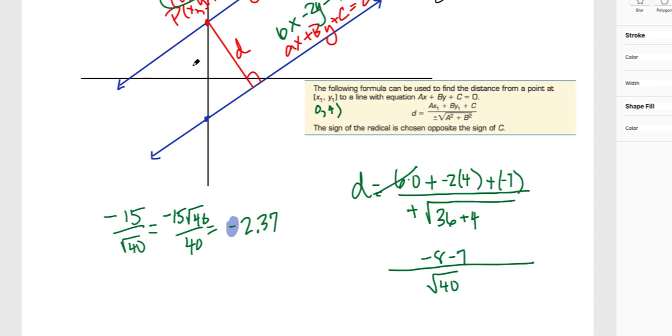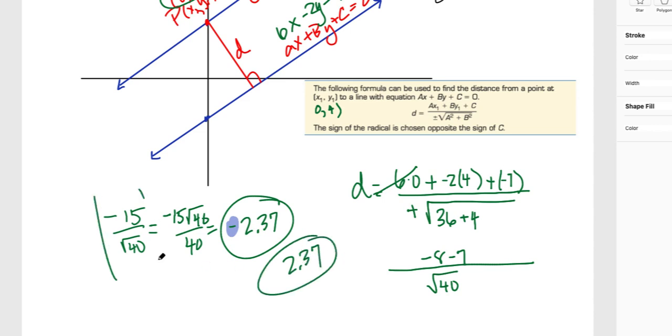If we were to take this line and bring it up here, if we were talking about this distance here, our answer would have been positive because both the line and the point are on the same side of the origin. What's the point in that? The point in that, no pun intended, is that we are going to accept the absolute value of 2.37, the absolute value of the value that we got, as the distance, because we're talking about the physical distance, not really the location.